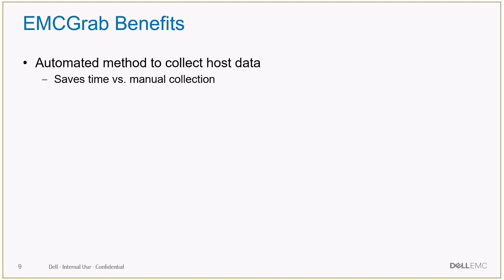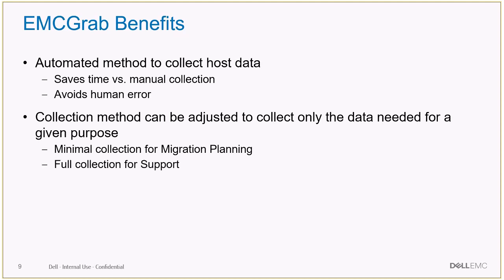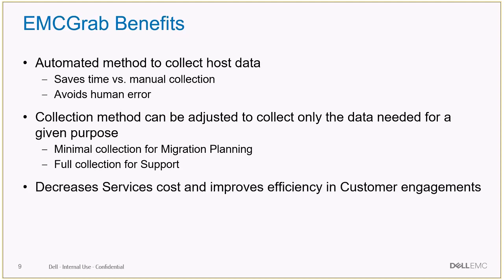So let's talk about the benefits of Grab. It provides an automated method to collect the host data, which saves time versus manual collection and helps to avoid human error. The collection method can be adjusted to collect only the data needed for a given purpose. That would be minimal collection for migration planning, since only a subset of information is needed, or a full collection for support cases. This decreases the service's costs and improves efficiency in customer engagements and does improve time to resolution for support.